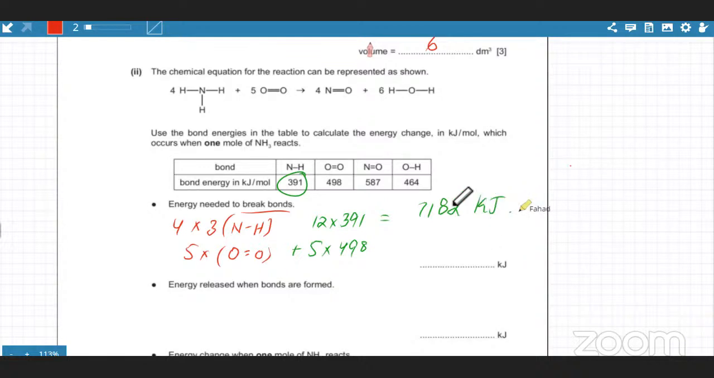So it's 7182 kilojoules. But remember, he was talking about 1 mole of NH3. We're actually doing this for 4 moles of NH3. He's talking about the energy produced or consumed when 1 mole of NH3 reacts, so we're not doing it for 1 mole, we're doing it for 4 moles. So how much energy would be there for 1 mole of NH3? That's simple. I'm going to divide that by 4. That would result in the energy for 1 mole of NH3. So 7182 divided by 4.